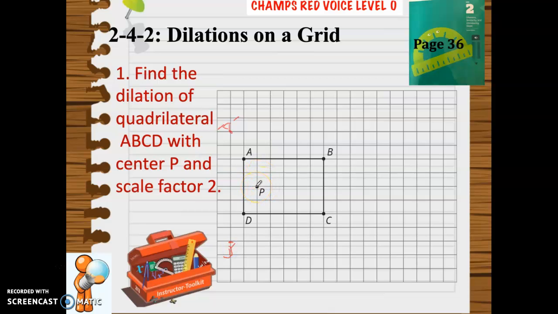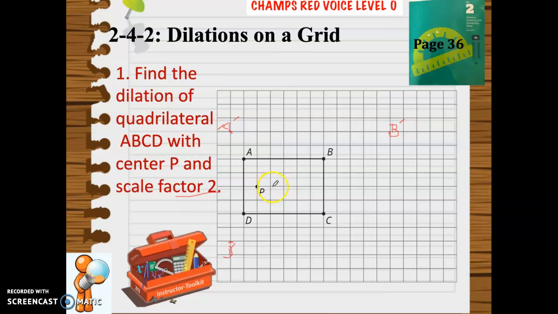From the center of dilation with P, I'm going to count for B. I go 1, 2, 3, 4, 5 to the left, 1, 2 up. So 5 to the left, 5 times 2 is 10. So I'm going to count 5 more. 6, 7, 8, 9, 10. Since we went 2 up, now we're going to go 4 up. 1, 2, 3, 4. And now that's my B prime. So essentially, all I'm doing is doubling whatever number of spaces I get from P. Since it's a scale factor of 2, I'm going to multiply everything by 2.